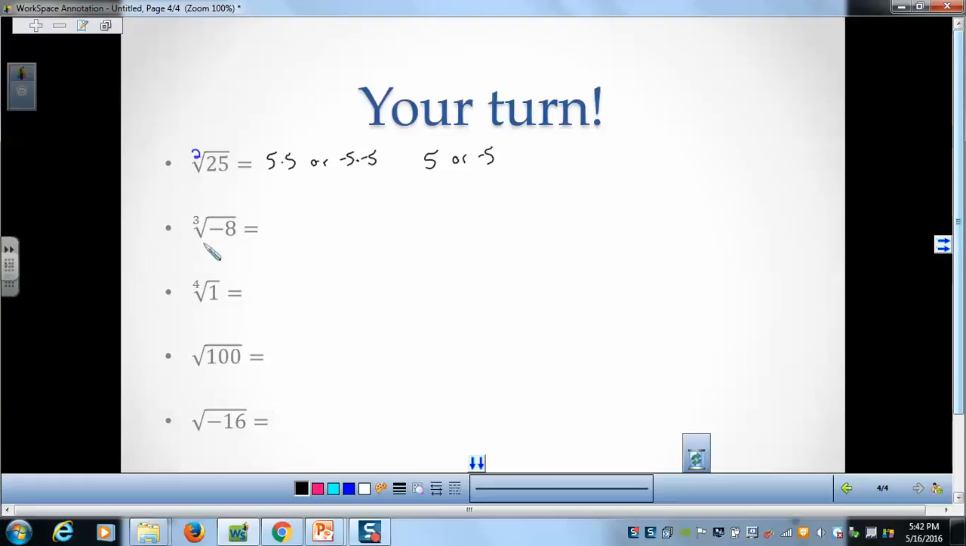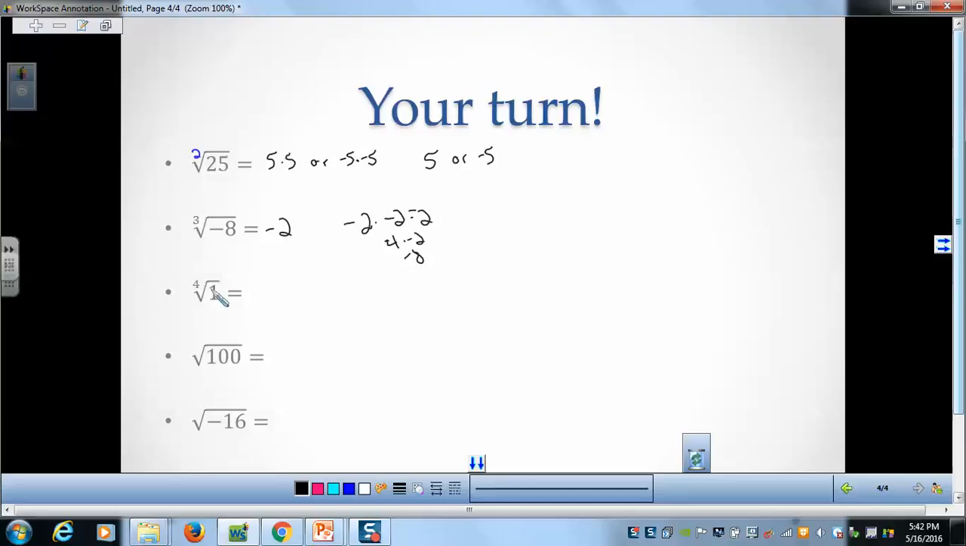Now when I look at this, this is asking what number times itself 3 times will be negative 8. Since it's an odd root, we're going to have one and only one number. In this case, it's negative 2. Once again, what's nice about these is you can check your answer, just multiply it out. So I've got to do negative 2 three times. That would be positive 4 times negative 2, and that is, in fact, negative 8. So once you write your answer, you can check it very quickly.